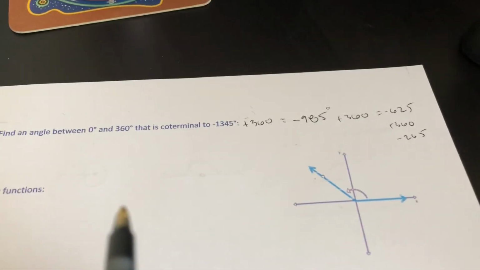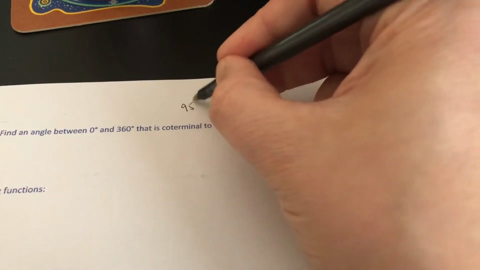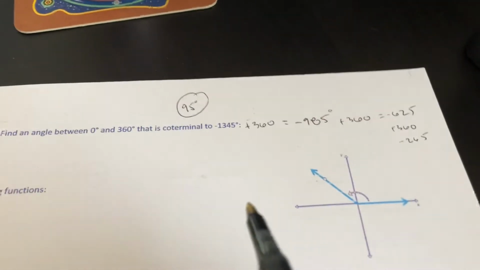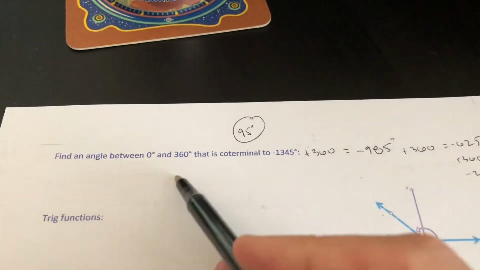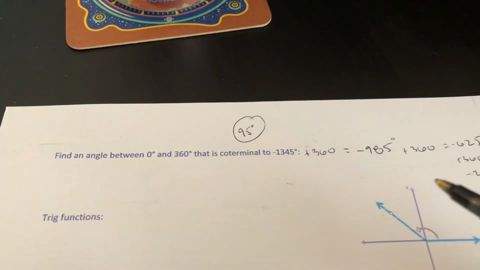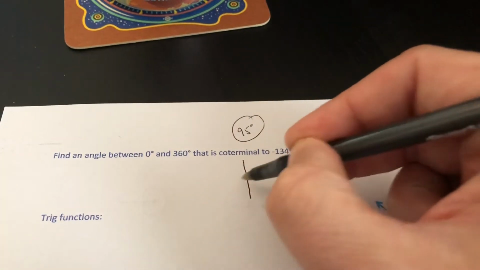And I can tell by just looking at it that I just need one more rotation. So I add 360 again. Okay, and I end up with 95 degrees. Okay, so 95 degrees is my coterminal angle between 0 and 360. That's the same as negative 1,345. So just to review, drawing angles.